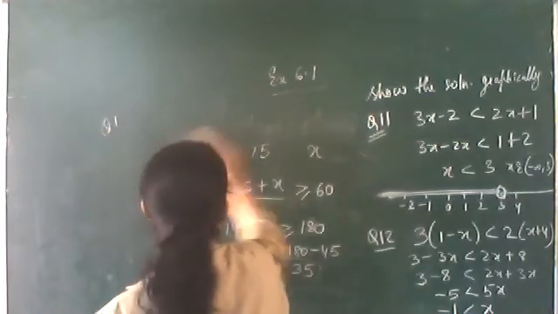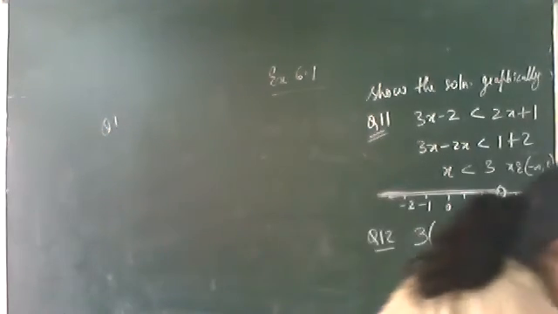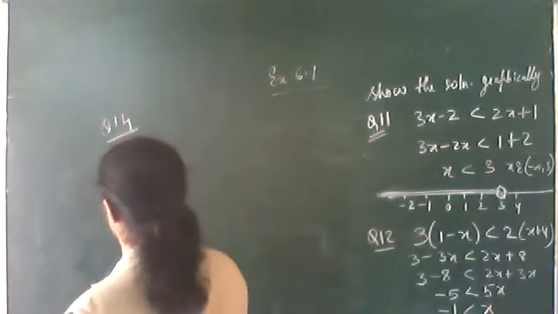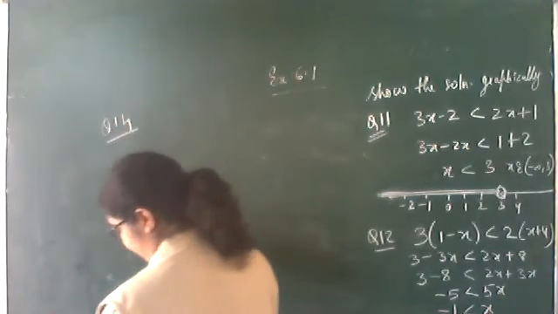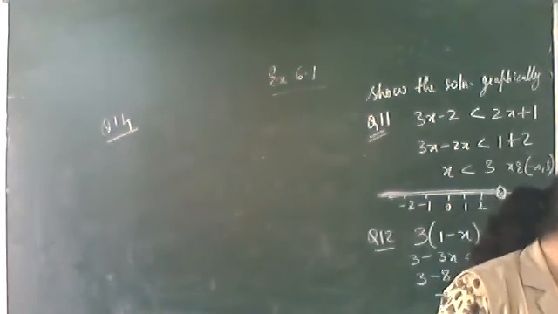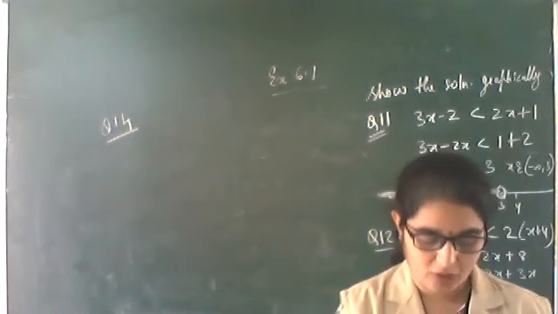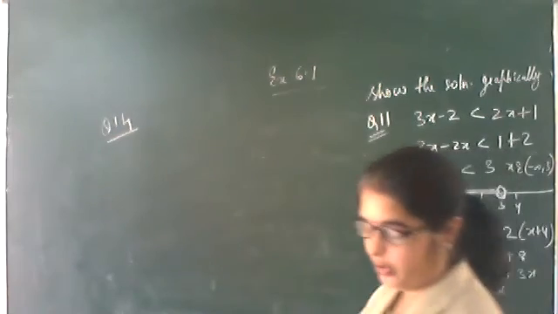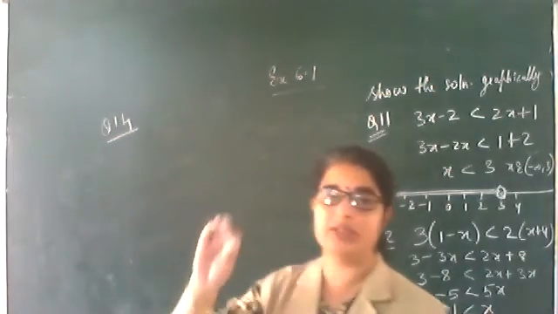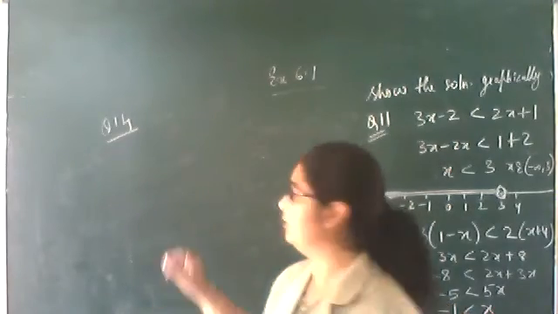Come to question number 14. Now question number 14 is, just see, again read the question. It is from the book, question number 23. Find all pairs of consecutive odd positive integers. We have to find pairs of odd positive integers, both of which are smaller than 10.